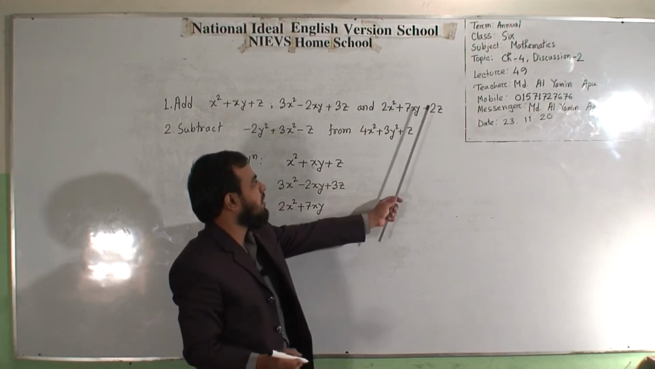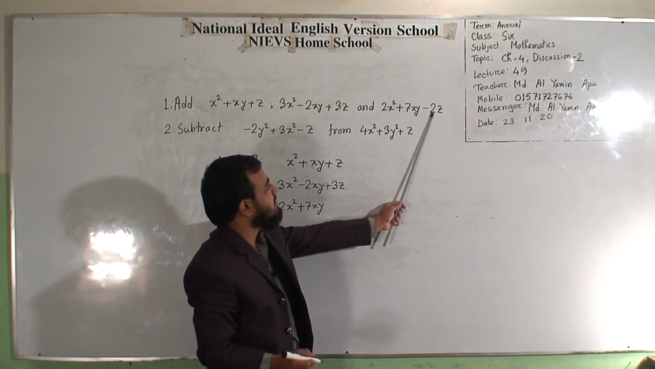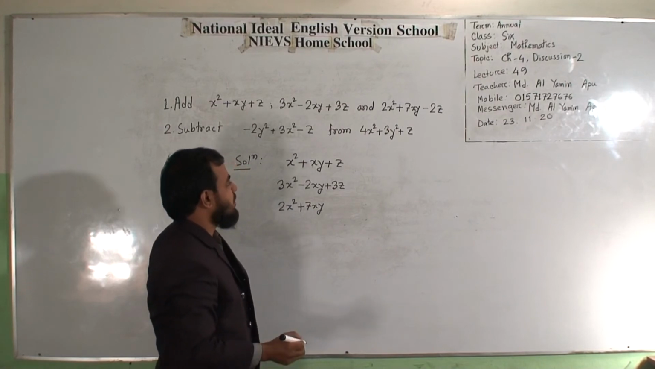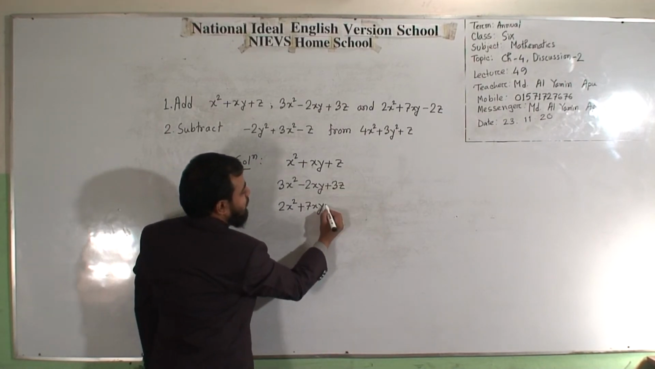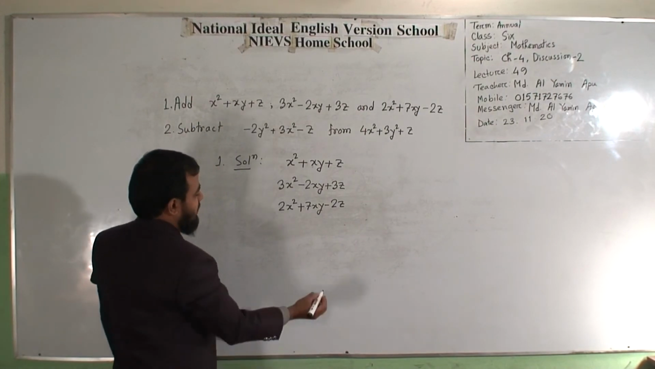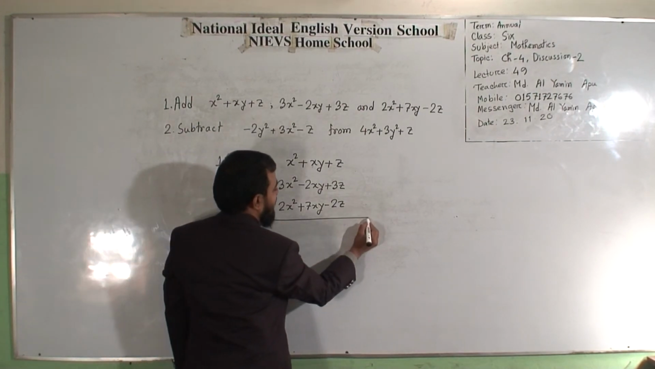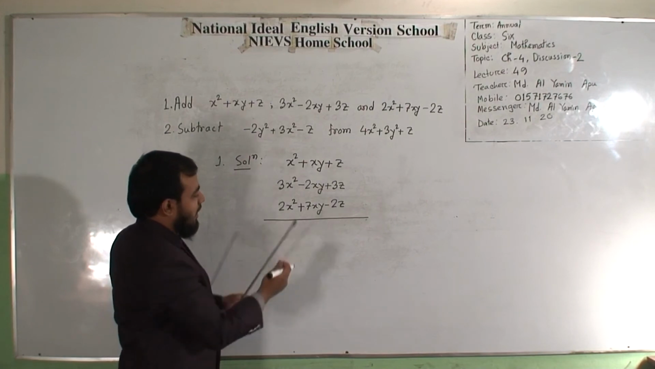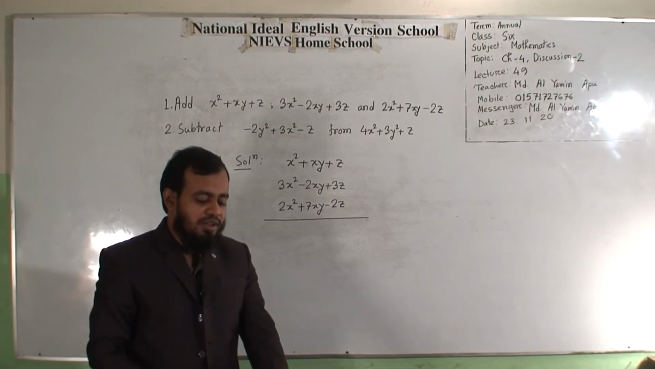Now the last term, the third term of the third expression, is minus twice z. Minus twice z is a similar term of z, so minus twice z needs to be written down below z. After that we will give a line. Then we have to add. We should add only the numerals.